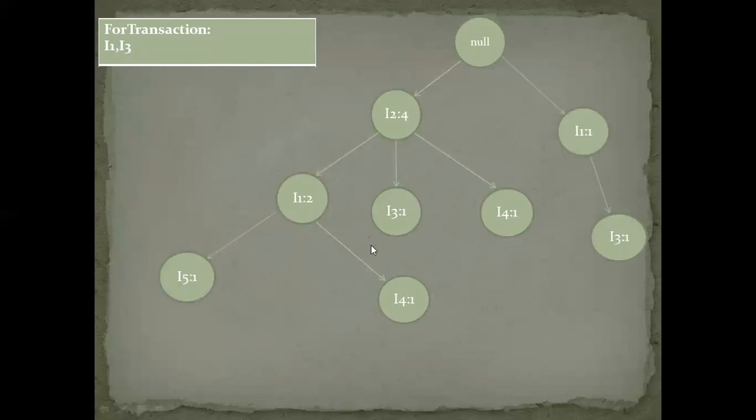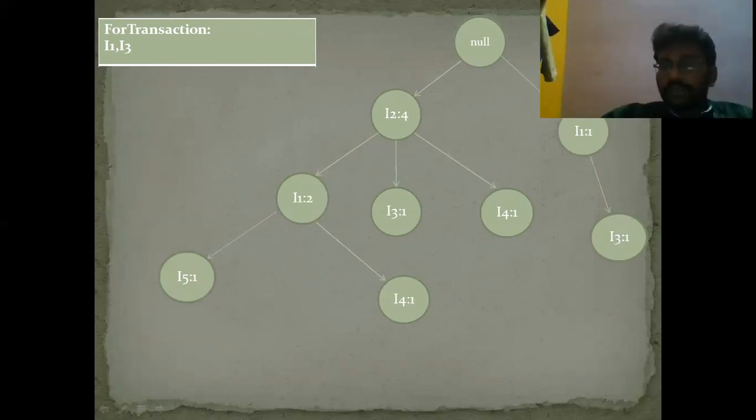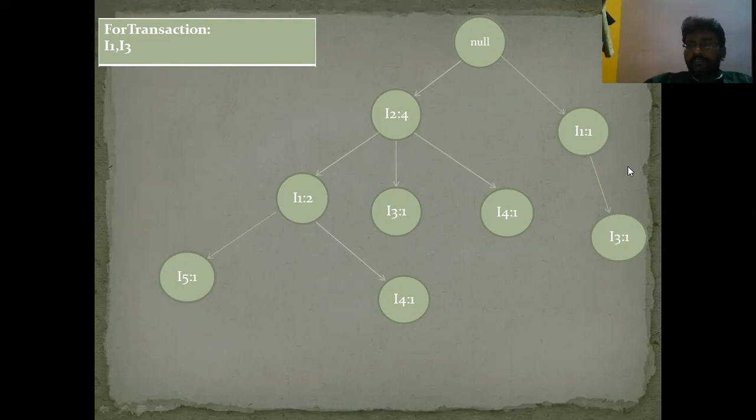The next transaction is I1 and I3. Here I1 already has 2 transactions and I4 has 1 transaction, so it is not possible to give the connectivity from I1 to I3. I2, I1 is already connected on the left side, so I1, I3 goes in a separate connection, entering the right side of the transaction.